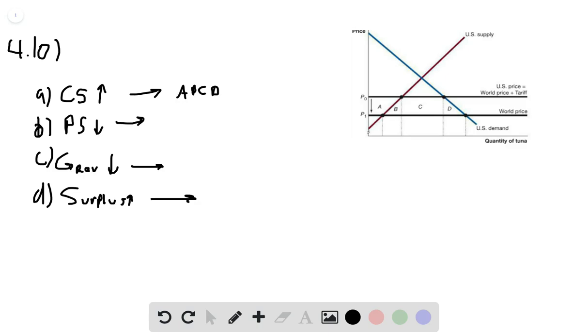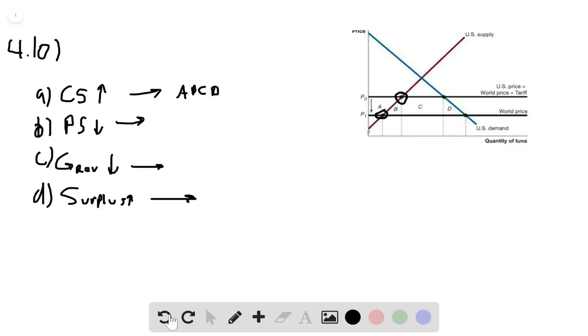What about producers? Producers are moving from here to here. So what do they lose? Well, they lose A. A is what is essentially being squeezed out from them because of this reduction of tariffs. They're moving from this point to this point, and that correlates to A.